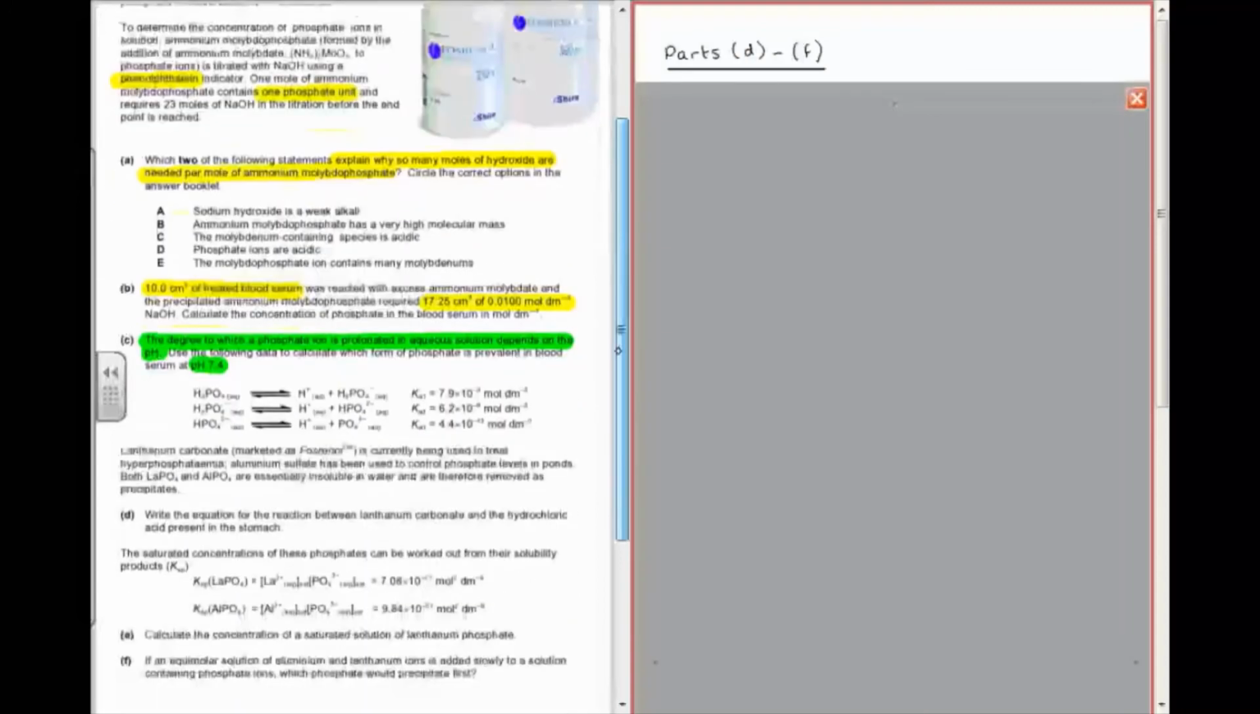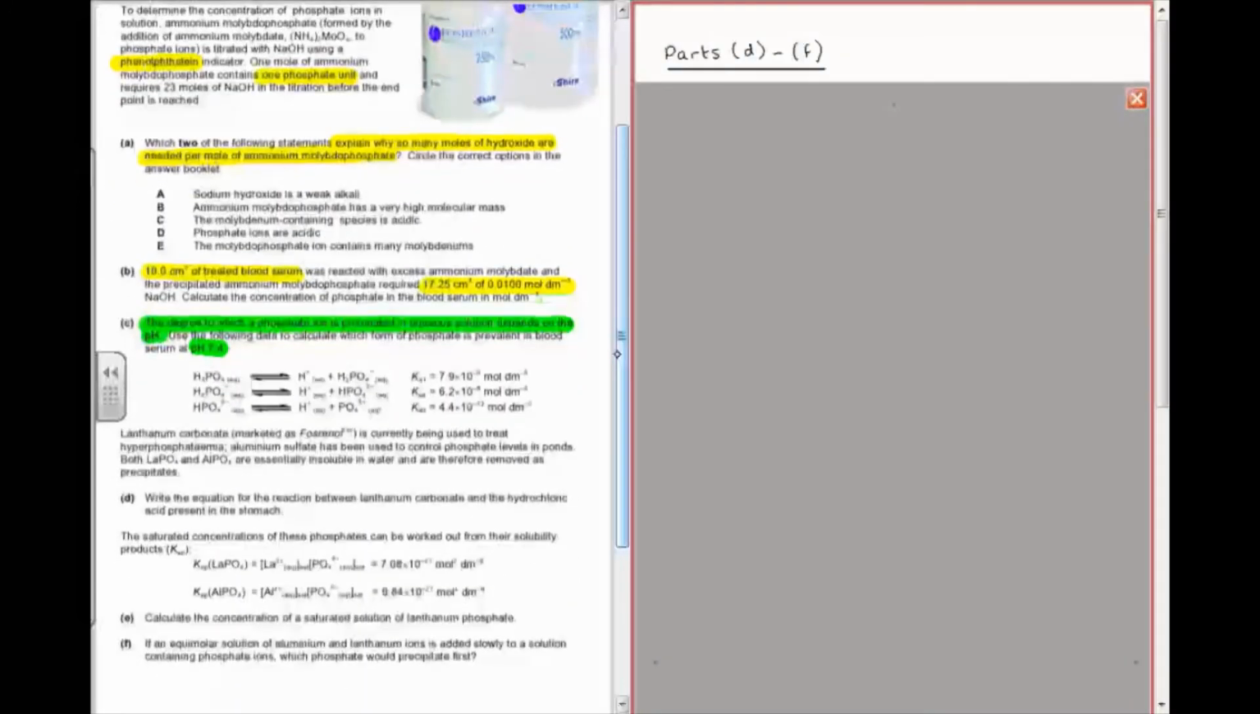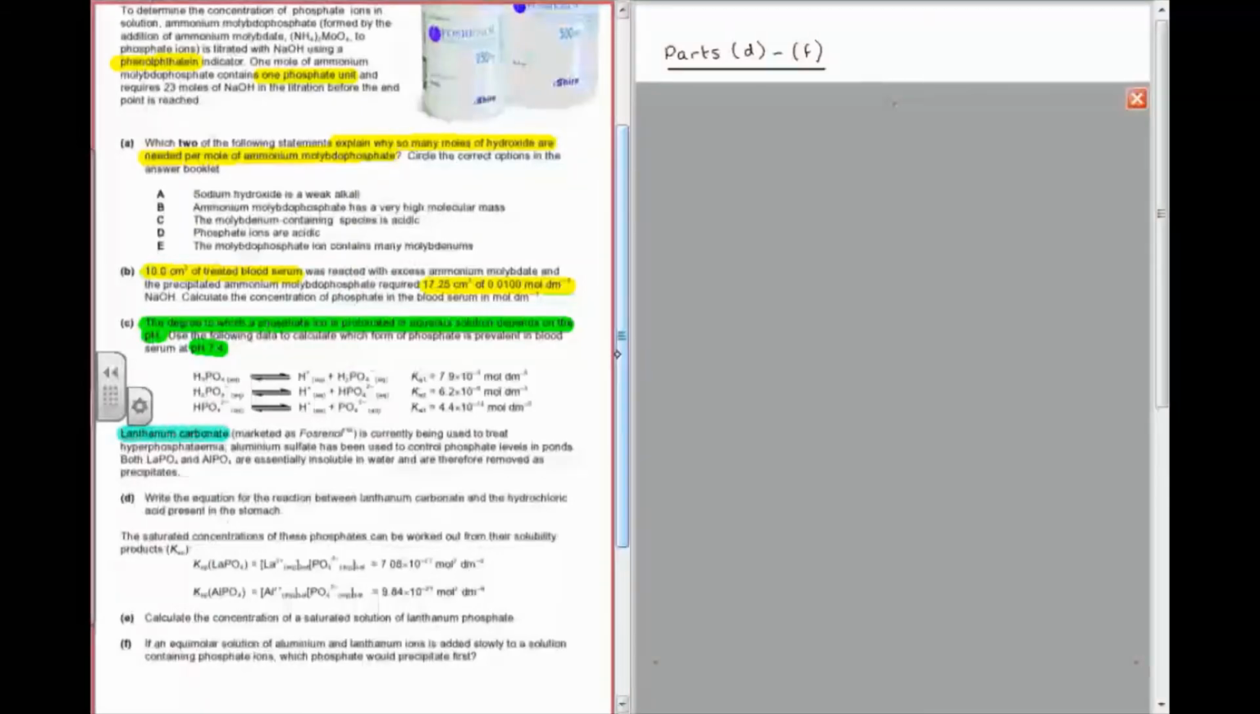The final part of the question moves on to look at some possible treatments for high levels of phosphate ions either in the blood, which is known as hyperphosphatemia, or in pond water. In both cases, the excess phosphate ions are removed as precipitates. In blood, the precipitate formed is lanthanum phosphate, which is formed by the reaction of lanthanum carbonate, which is marketed as the drug phosphorol, with the excess phosphate ions in the blood, or in pond water, the precipitate is aluminium phosphate, which is formed by the addition of aluminium sulfate.